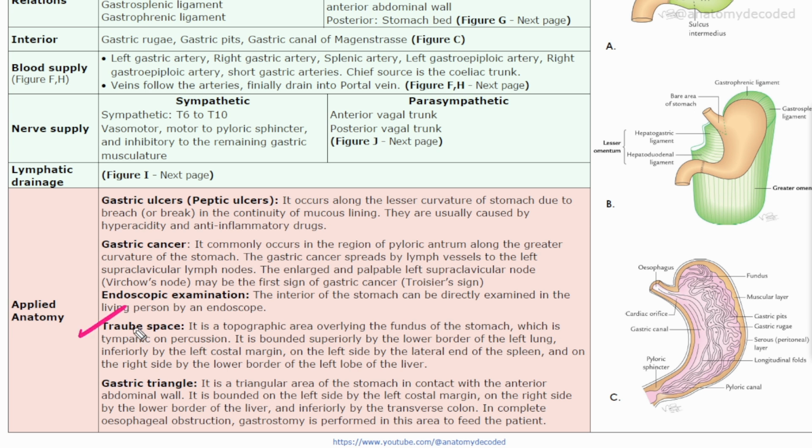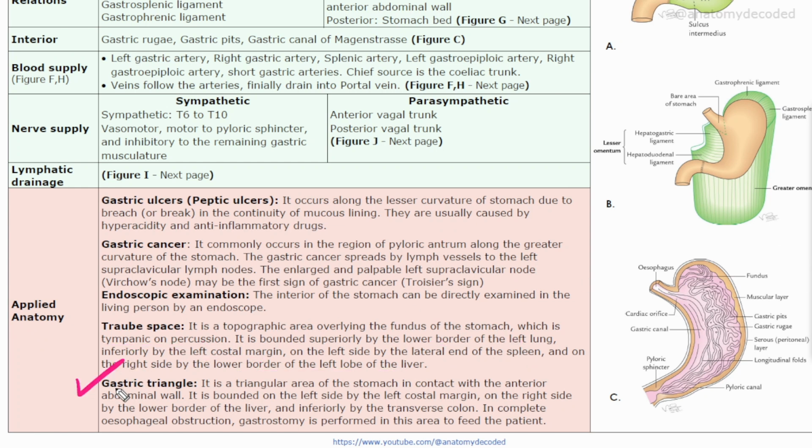Then there is a space called Traube's space. It is a topographical area overlying the fundus of the stomach. Okay, fundus of the stomach can be demarcated on the outer surface. Usually there is gas present in the fundus of the stomach, and it will have a tympanic note on percussion. Okay, it is bounded superiorly by the lower border of the left lung, inferiorly by the left costal margin. On the left side there is spleen, and on the right side there is the lower border of the left lobe of the liver. Okay, all these structures are bounding Traube's space.